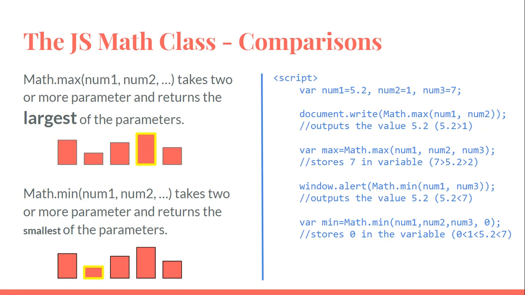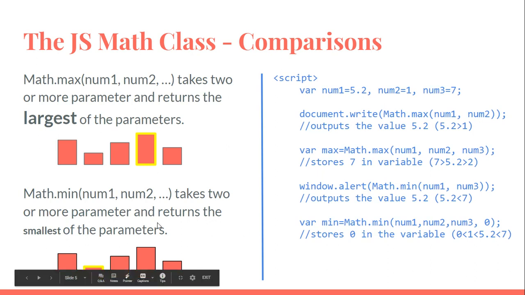Comparisons. JavaScript provides two comparison functions. One's called Math.max, the other Math.min. Math.max obviously returns the largest of the parameters. Math.min returns the smallest of the parameters. These functions are unique among many programming languages in that they take any number of parameters. So you have to have at least two so that there's a comparison, but you could write as many as 10, 20, 30 parameters in there. And JavaScript will go through and find either the largest number or the smallest number.